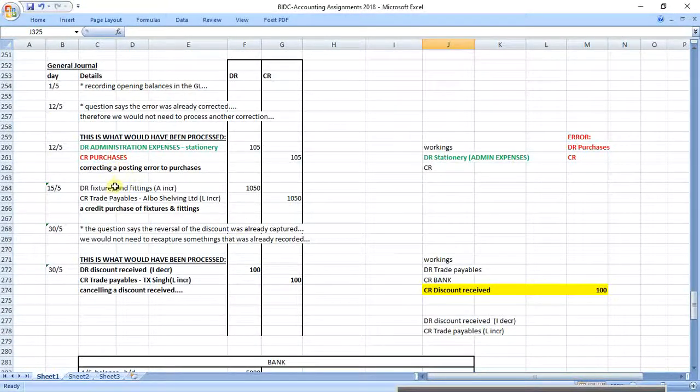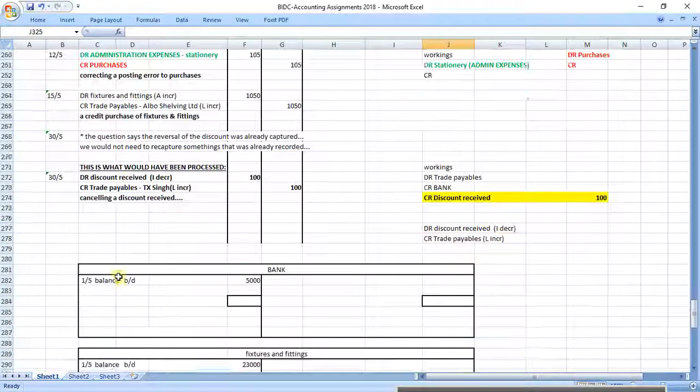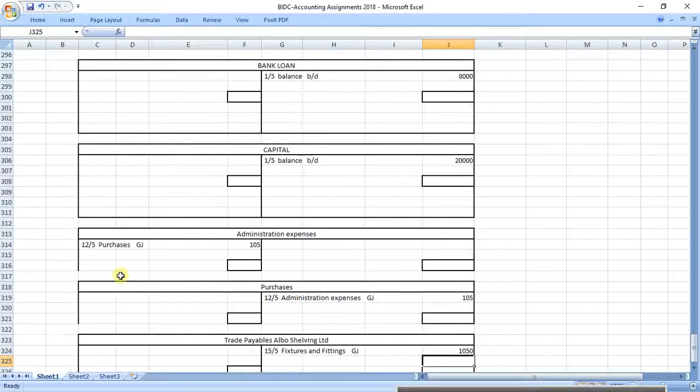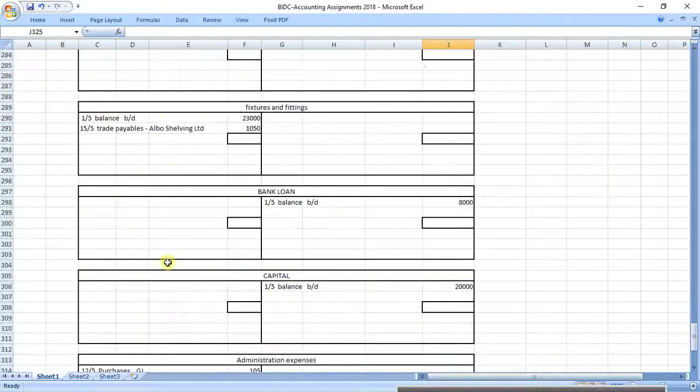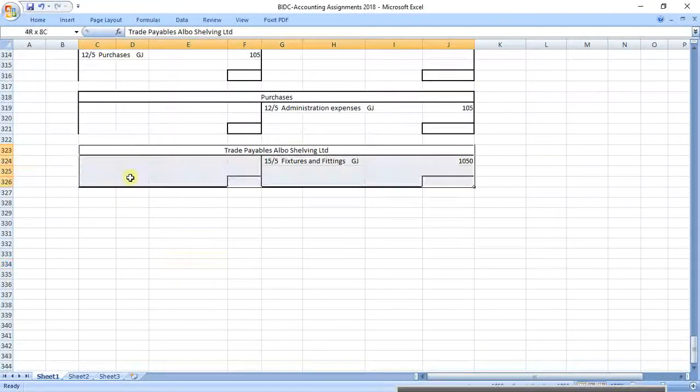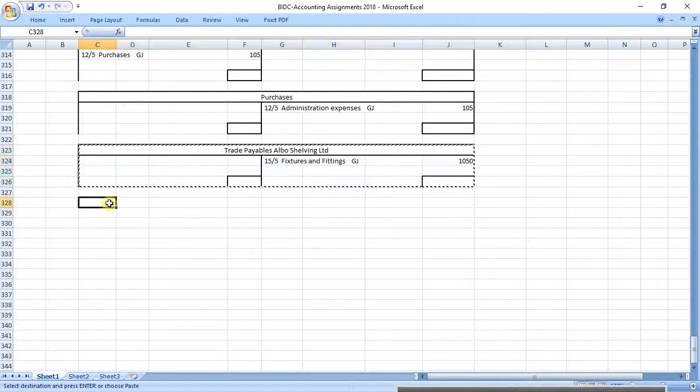Right, so we've done that one, we've done that one, we've got one more to do. Trade payable, Sing, and discount received. Okay, so do we have a discount column? No, we don't. We would have to draw it up, and we would have to show a trade payables account. Okay, so another trade payable, and a discount account as well.